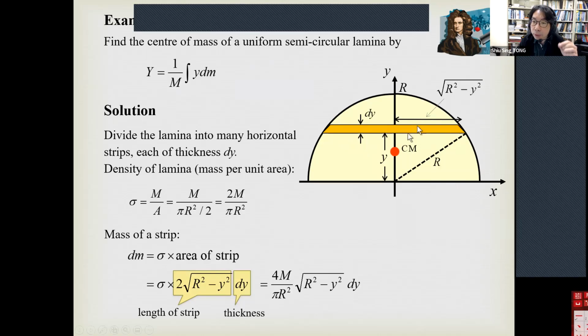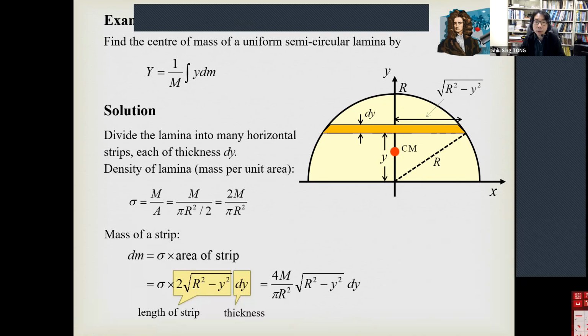If you choose to chop the lamina vertically, then I don't know what y is, because different points will have different heights above the x-axis. So the y is not well defined. But if I chop it horizontally, parallel to the x-axis, because the strip is so narrow, each point on the strip has an equal distance y from the x-axis. So the y is now well defined.